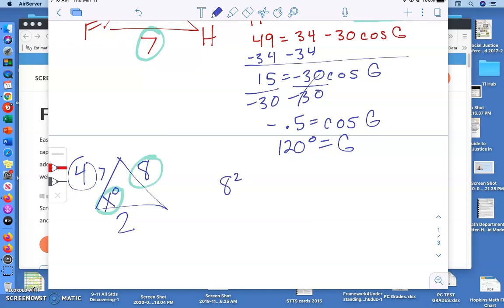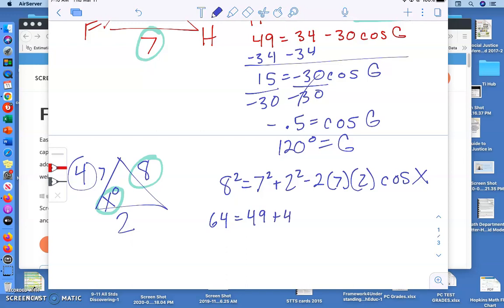So I'm going to have 8 squared equals 7 squared plus 2 squared minus 2 times 7 times 2 times the cosine of x. Then we have to break this up. So 64 equals 49 plus 4. We can group those together. So that's minus 28 cosine of x. 49 plus 4, 53.